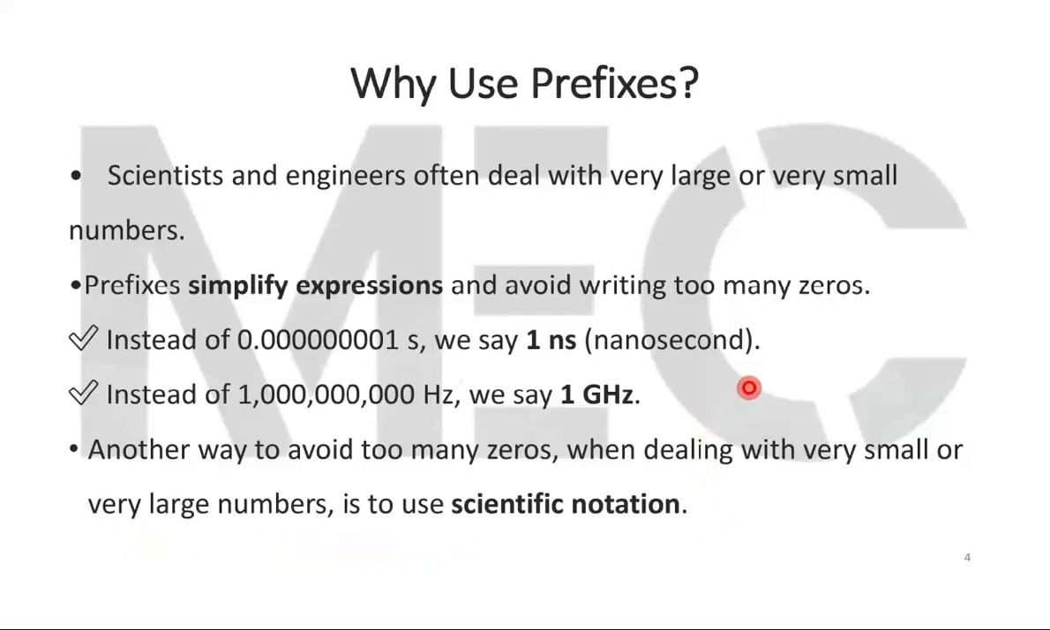Another way to avoid too many zeros when dealing with very small or very large numbers is using scientific notation. For example, in this case, we can use 10 to the negative 9 seconds. Or in this case, we can write 10 to the 9 hertz. Or 1 times 10 to the negative 9. Or 1 times 10 to the 9. So this is scientific notation.